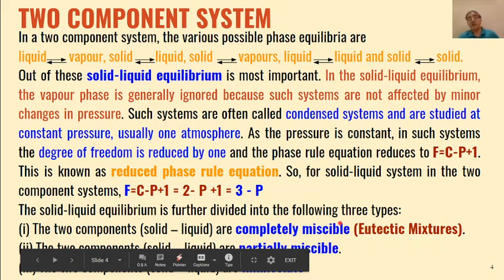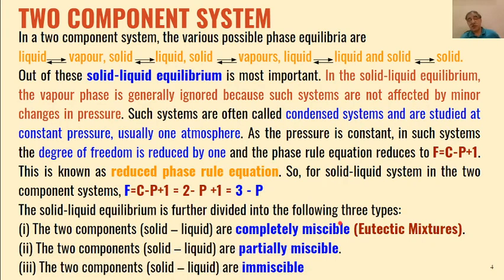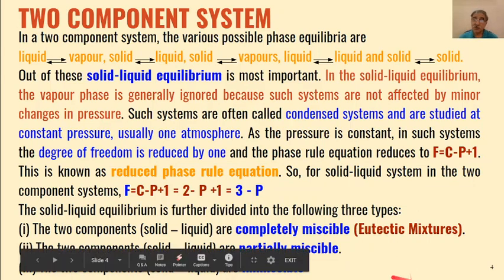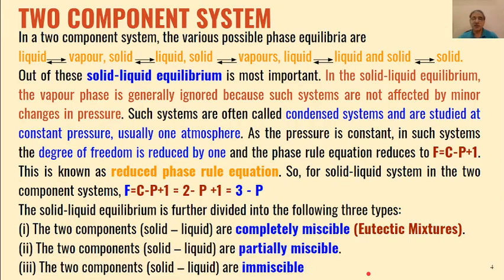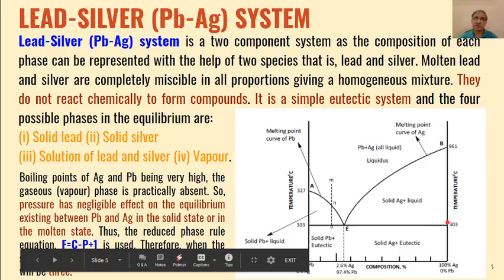And solid liquid equilibrium is of three types. One is where the two components, that is solid and liquid components, are completely miscible. That is, solid is miscible with the liquid. Then the second category is where they are partially miscible, and the third category is where they are not miscible, that means they are immiscible. So: completely miscible, completely immiscible, and partially miscible. These are the three categories of systems that need to be studied in the case of solid liquid equilibria.